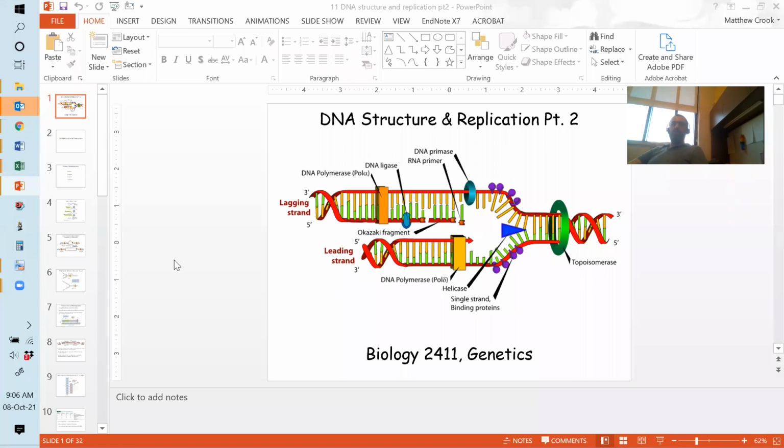Now, what problem does that cause that needs fixing? It's all well and good, you're all correct, but what problem does the helicase unwinding the DNA create? Supercoiling, exactly. And what fixes supercoiling? DNA gyrase, topoisomerase, essentially the same thing. Exactly. And how does it fix the supercoiling?